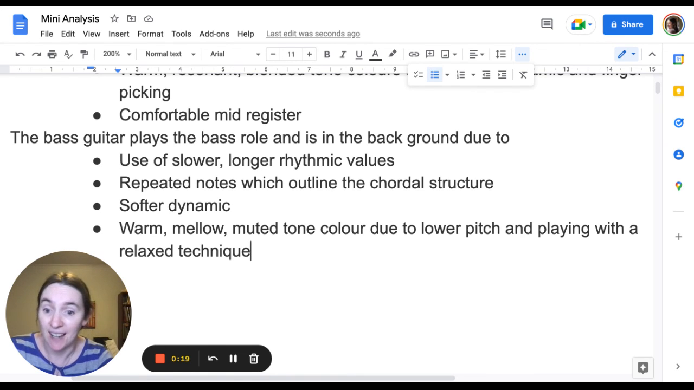Good luck with your balance analysis, and maybe you could pick something that you're listening to and see if you can even just do what I did. List who's playing the melody, who's playing harmony, who's playing bass, and give some reasons for why they are doing that in terms of pitch, tone color, and so on.